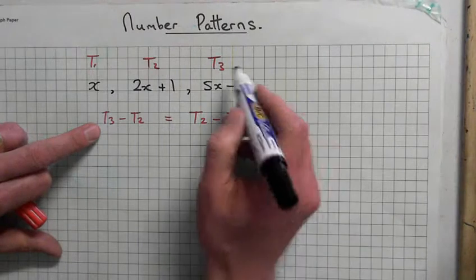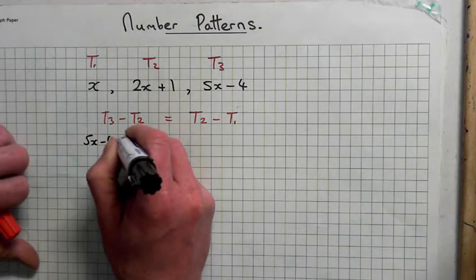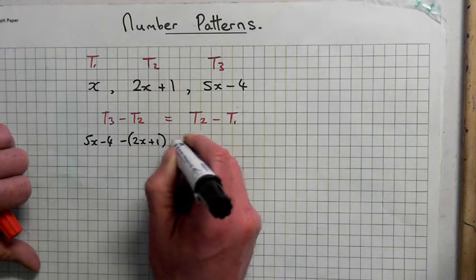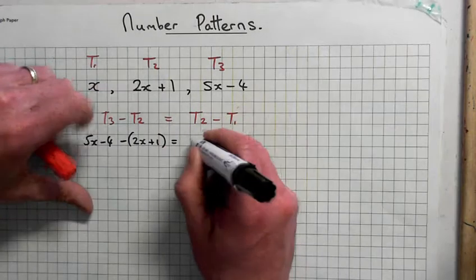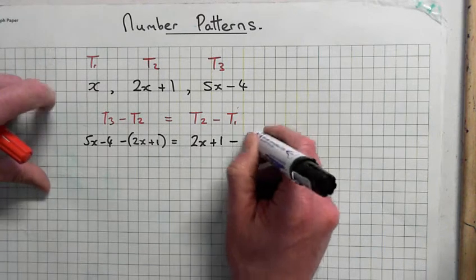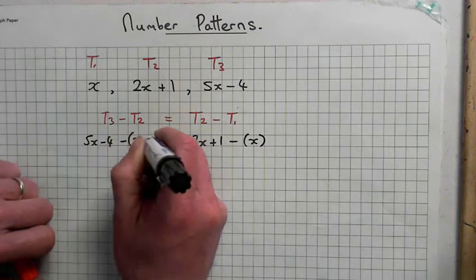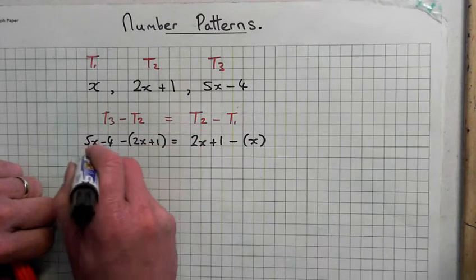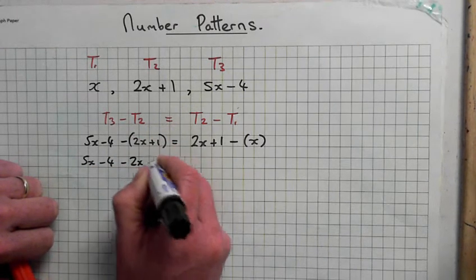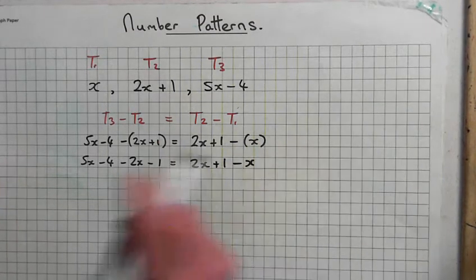Alright, so you take t3 first of all, 5x minus 4. Sit up there. And minus, and t2 is up here, put in brackets, 2x plus 1. T2 is 2x plus 1. And a minus here. And t1 is x, put in brackets. The reason why you put it in brackets is because the minus is going to change all the signs here. So you've got 5x minus 4. Change all the signs in here, minus 2x minus 1 and minus x.